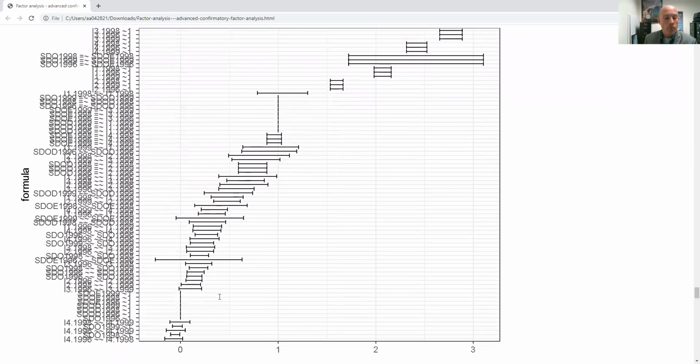And so here, I've got 0 over here. So the ones that are up this way, I know that they're statistically significant. So if I'm going to remove something, I'm not going to be looking at these ones. I'm going to be looking down here. These ones are going to be a lot more interesting for me if I want to do backwards elimination to get a simpler factor analysis model.